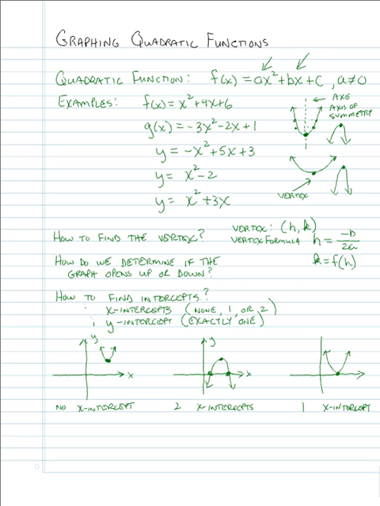Now, if you also recall, there is an easy way to determine whether the graph opens up or down. It depends on the leading coefficient a. If the a value, the coefficient of x squared, is greater than 0, then it opens up. If the a value is less than 0, so a being greater than 0 means it's positive, and a being less than 0 means a is negative, then it opens down.